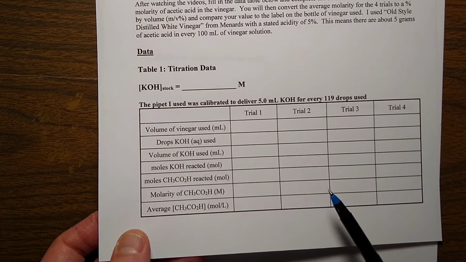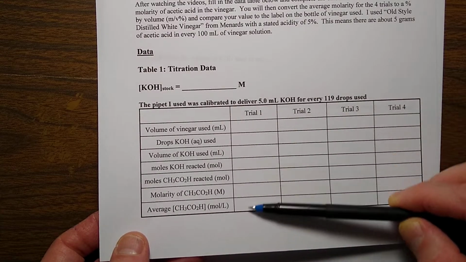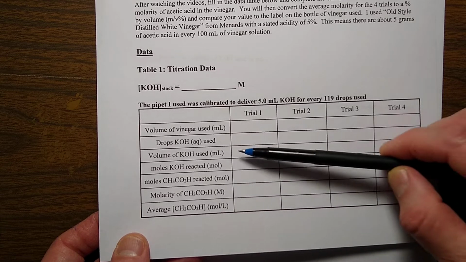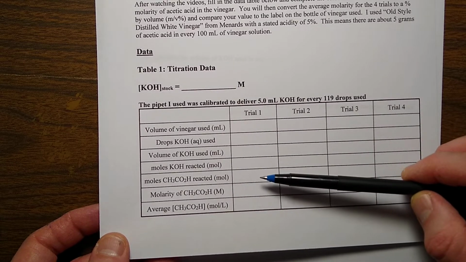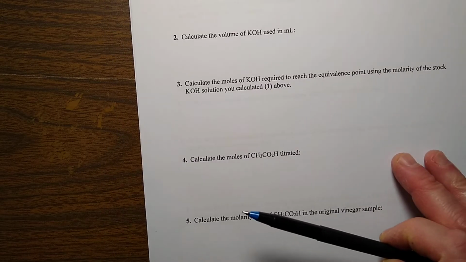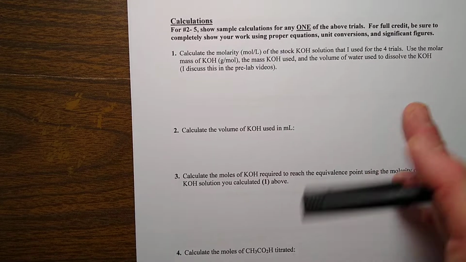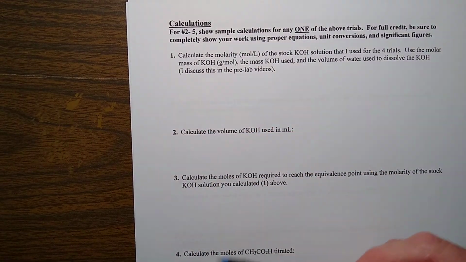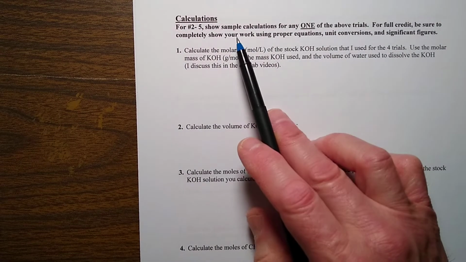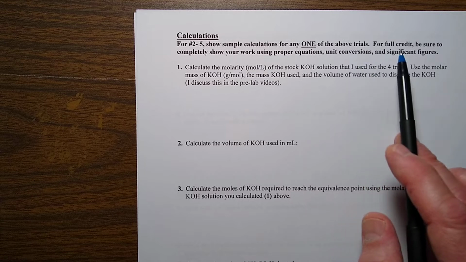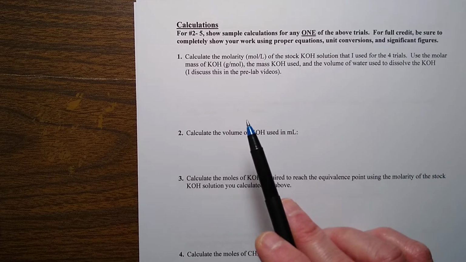Now, I don't need you to show how you got every single box in this table. Just go through and show me for any one of these trials. It doesn't matter which one you pick. Just show me how you got these numbers for one trial alone, because there's not room and it's not necessary for you to show me the work for every trial. So I specify that here. For questions 2 through 5, show sample calculations for any one of the above trials. For full credit, make sure you show your work, etc., etc.